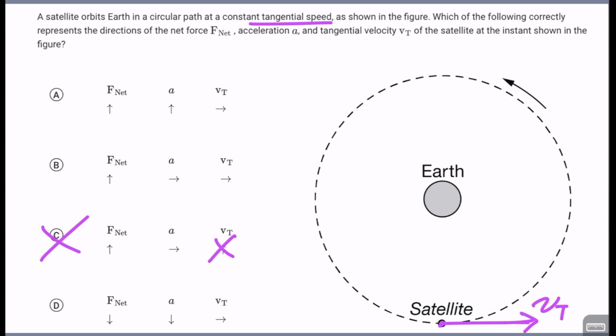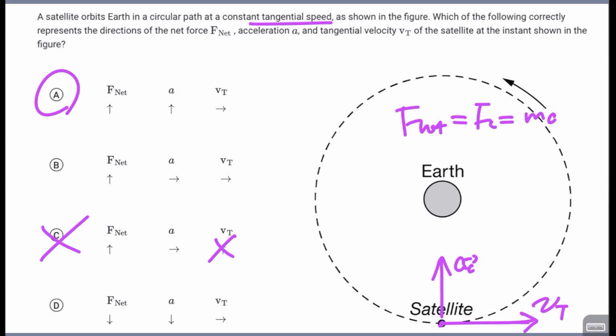We know that acceleration, especially the centripetal acceleration, always points toward the center of the circular path. So ac must be pointing upward at this point. So I know that it's going to be A for sure. And net force is exactly the same as centripetal force, so it has the same direction as the centripetal acceleration. Net force and acceleration should both point toward the center. So A is the answer.